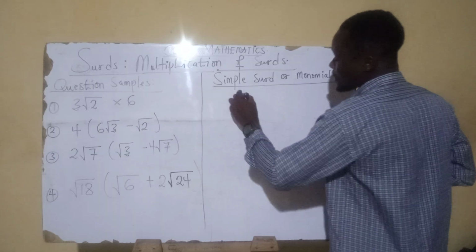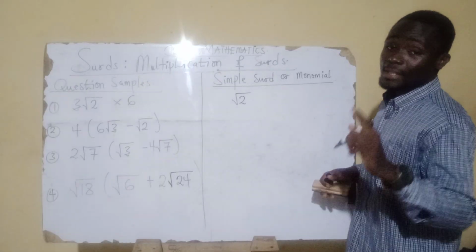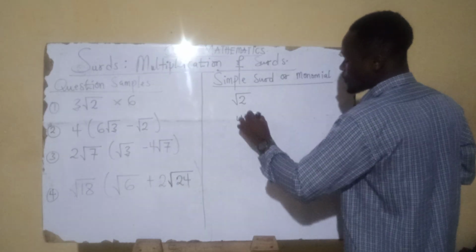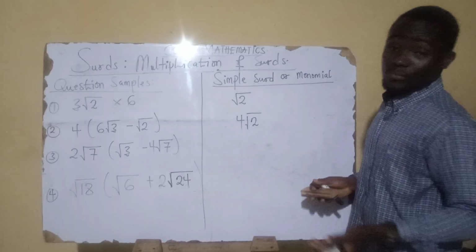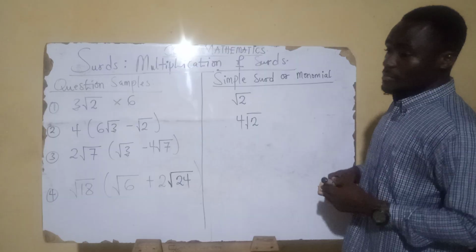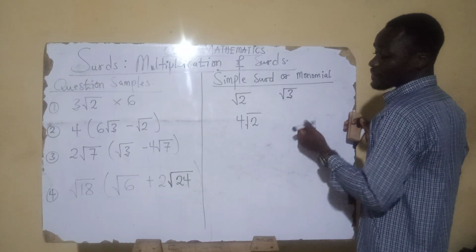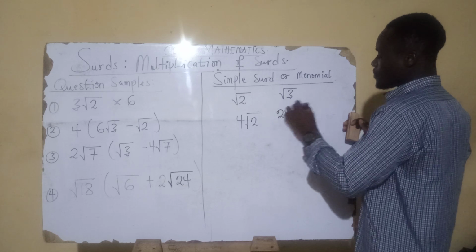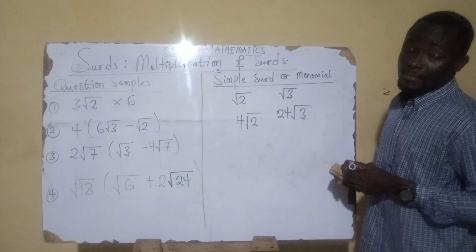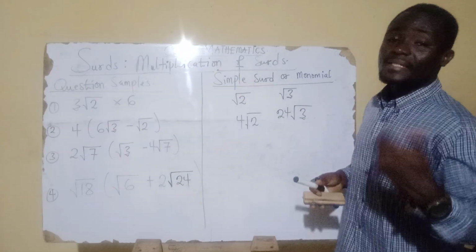I can have something like root of 2. It is a simple surd, or it is what? A monomial surd. I can also have, let's say, 4 root of 2. It is a simple surd. Very good. Now, I can also have something like root of 3. I can have something like 24 root of 3. I mean, something of this form is a simple surd. I believe you are with me. Very good. Now let's continue with complex surd.